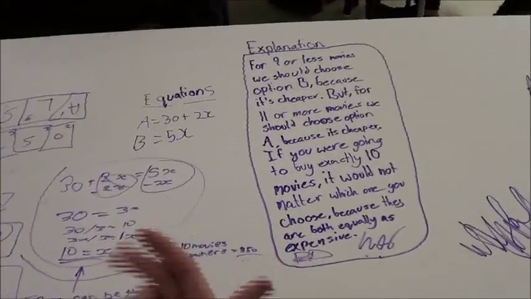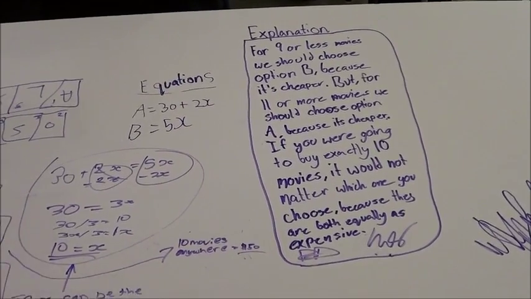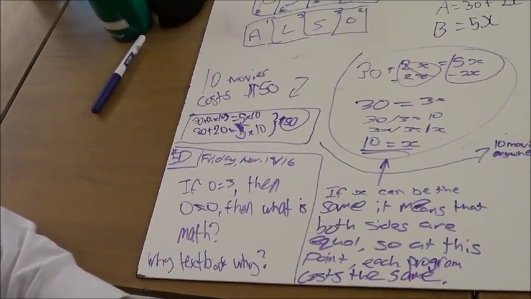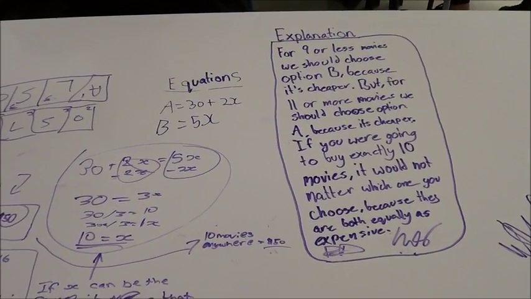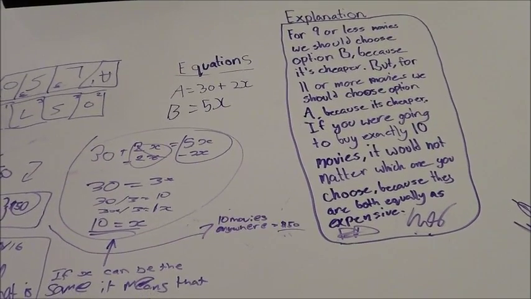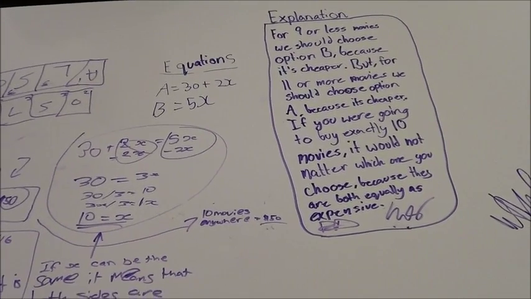I'm explaining this weird. So it's basically at 10 movies is where they cost the same, which is $50, and 5 times 10 is 50. And so for 9 or fewer movies, we would choose option B because it's cheaper. But for 11 or more movies, we should choose option A because it's cheaper. And if we were going to buy exactly 10 movies, it would not matter which one we chose because they would both be equally as expensive.